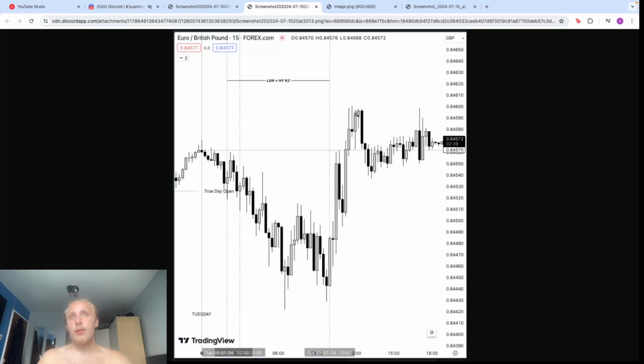Now, if you've got a strong Euro and a weak pound, and you're looking for longs, you'd want to long the Euro. In this chart, as you can see, Euro against the British pound, during our London and New York kill zone, Euro GBP was an open high.